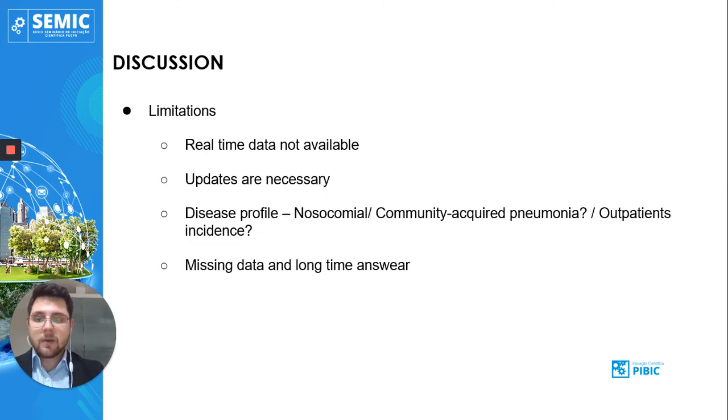It's important to talk about the limitations as well. Time data is not available, so you need to use means, and so there's some deviation that you need to take into account. Some updates are necessary, mainly to the Instituto Ambiental do Paraná, whose most recent data is from 2016. Also, DataSUS doesn't differentiate community-acquired pneumonia from nosocomial, for example. There's also a lot of missing data in the reports, and it takes a long time, even months, to receive an answer from the public organs.